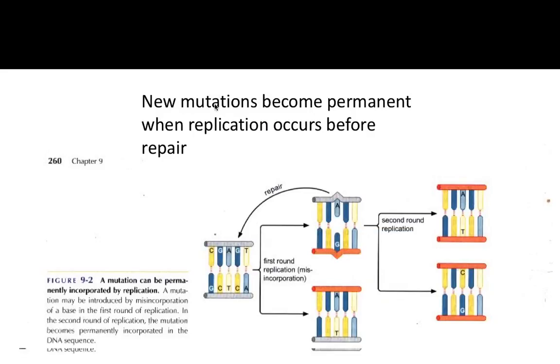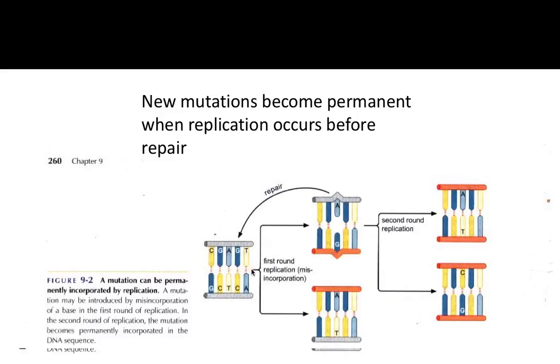So the other point I'll just make is that new mutations become permanent when replication occurs before repair, because we do have these elegant repair systems. So if we have damage to DNA where, opposite this A, we now have a G instead of the T that's supposed to be there, then if this gets repaired, it just simply goes back to here. And then during replication, it will go through this normal process, leading to normal products.